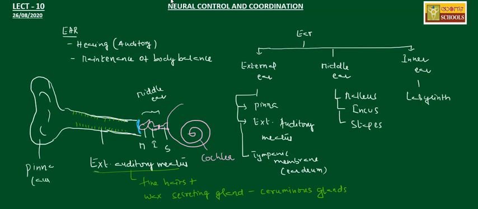So it's called auricle, right? And this is made up of elastic cartilage, and that is covered by skin. Elastic cartilage covered by skin, right?